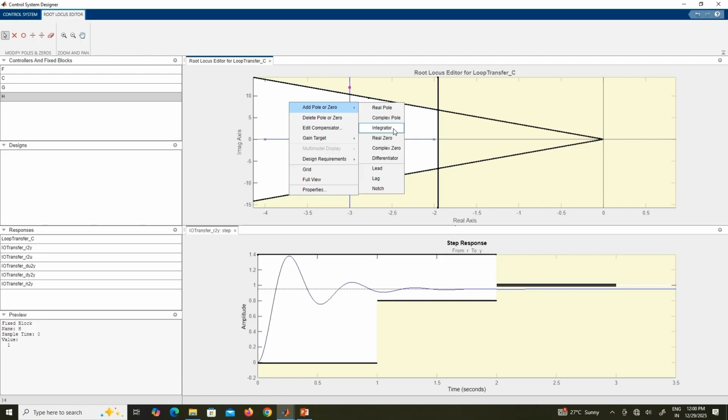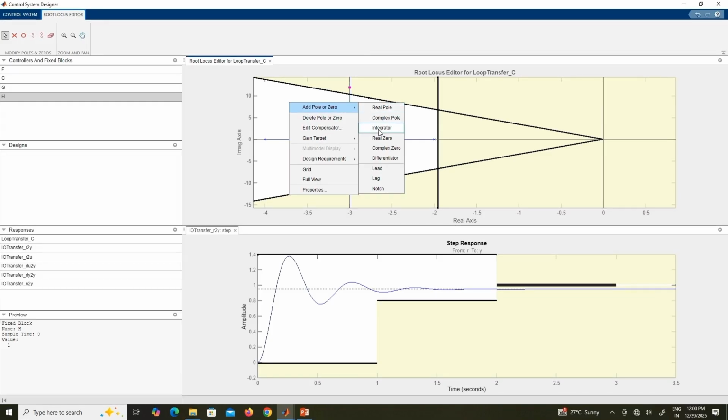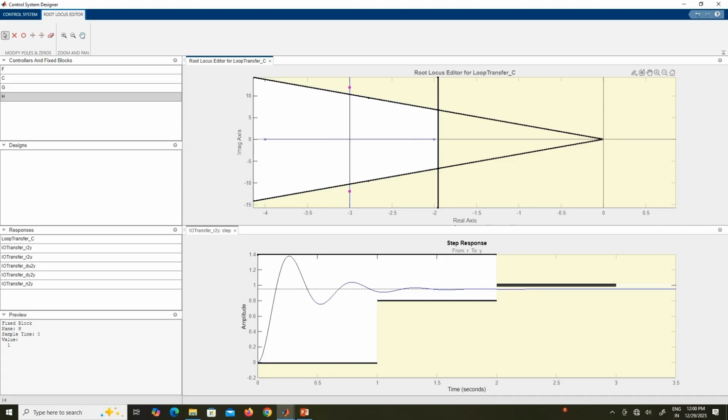Why? Because what is the Laplace transform of d/dt of f(t)? It is sF(s), F(s) being the Laplace transform of f(t). What is the Laplace transform of the integration of f(t)? F(s) by s. Okay. So, multiplying a function by 1 by s means that you are integrating that function. So, you can add an integrator. You will see as soon as I click on the integrator, there will be a pole introduced at this point. Okay. So, keep an eye on the change in the root locus. So, I am adding an integrator.